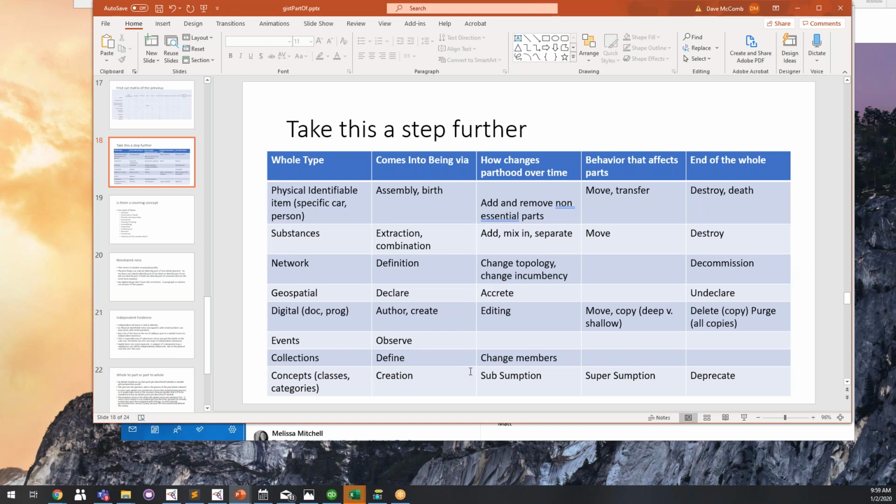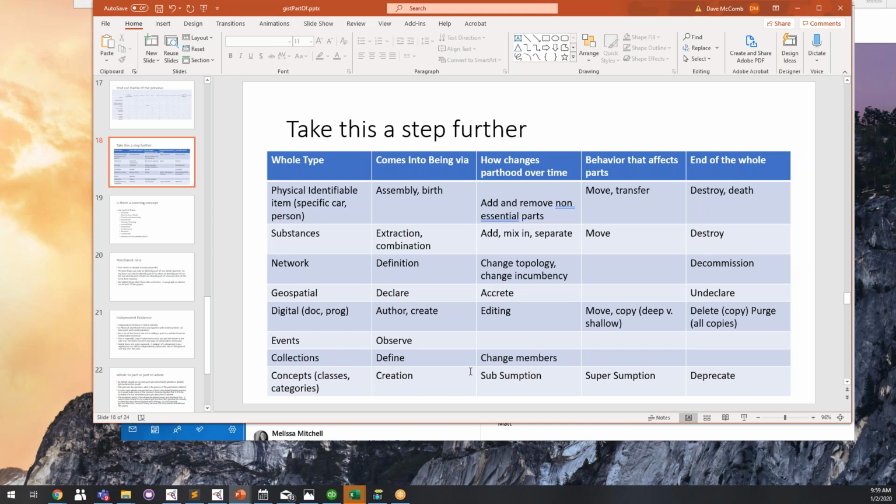But again, we're tight on time, so I guess we move on. But I would note the thing about the slicing of the bread, it would go under the column of behavior that affects parts because that alters or transforms the loaf. So there's an additional behavior there for physical items.